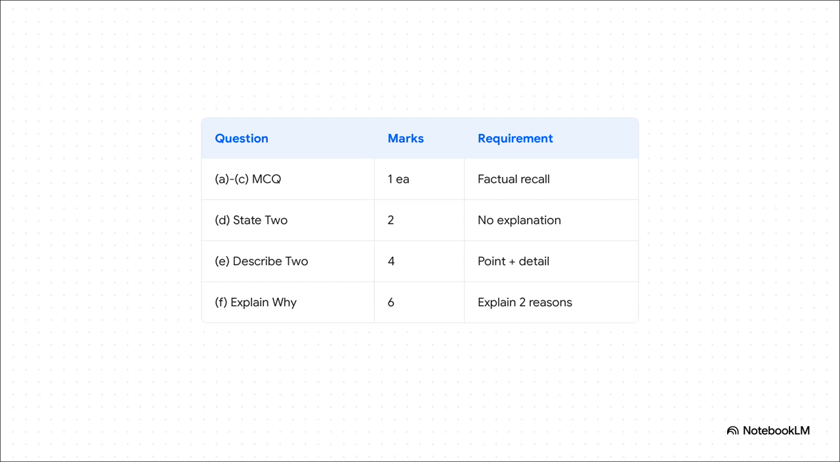But then, Part E bumps it up to 4 marks. Now you have to describe 2 separate points, give a change, and back it up with a detail. You're showing you get the bigger picture. Finally, Part F, 6 marks. This is your first truly analytical hurdle. You literally have to explain why something happened. Just describing it won't cut it anymore. You need to genuinely unpack 2 distinct reasons to conquer this part.